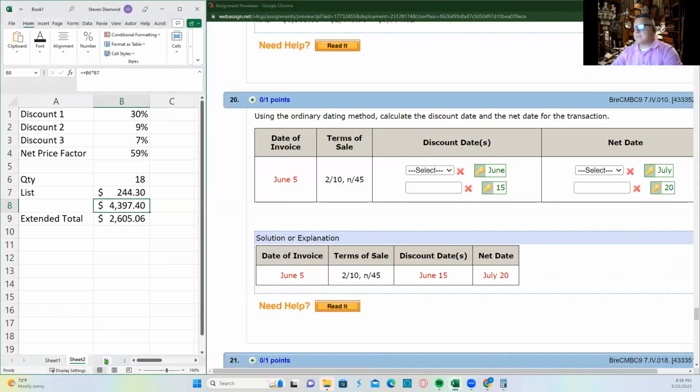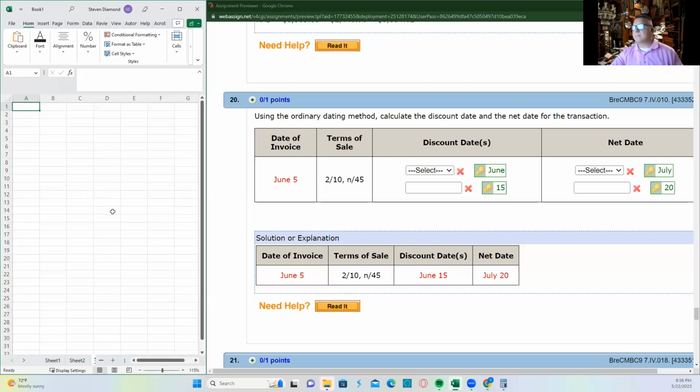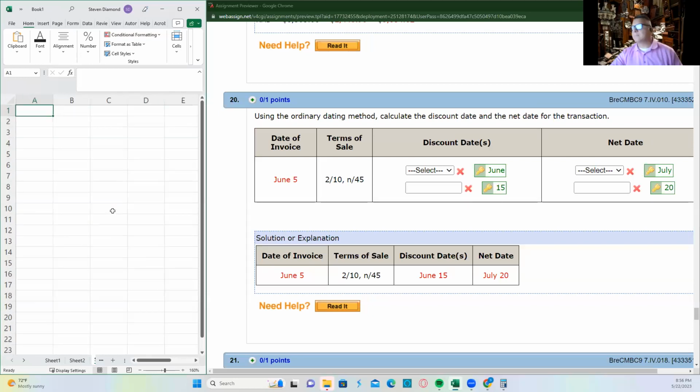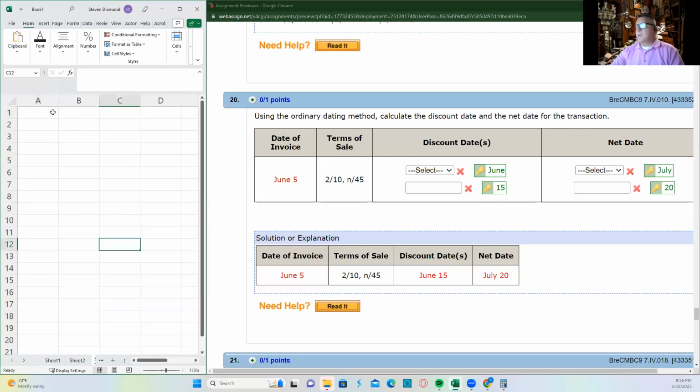Excel can do a really cool thing here. Well, this one's pretty easy. You get 10 days to pay it to get your discount. 10 days from June 5th is June 15th, right? Now, let's say it's 6/5, we'll use '23. They usually stay away from leap years and whatnot. And get 10 days.